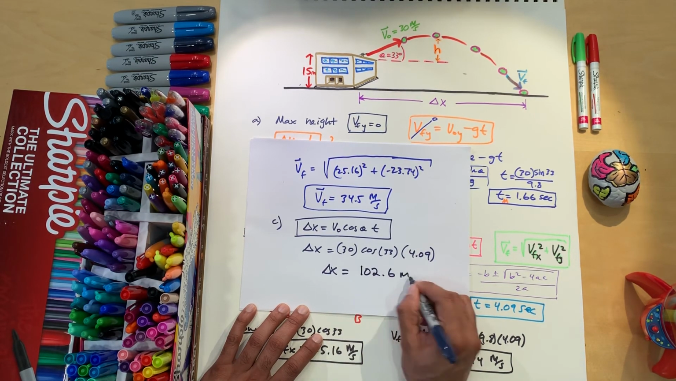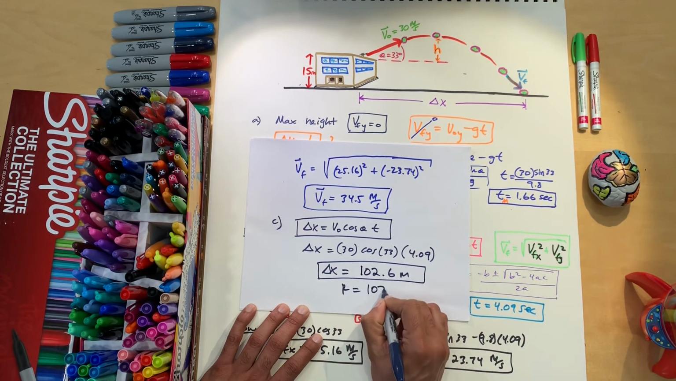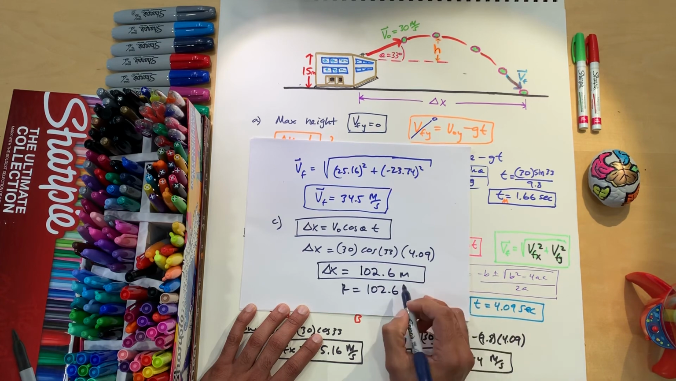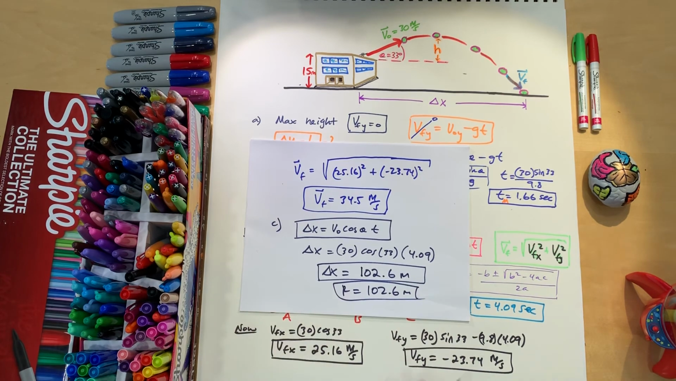102.6 meters. Okay, or you can write range is equal to 102.6 meters. And we can do that because now at the maximum time, it's all the way at the end, so it's appropriate either one.